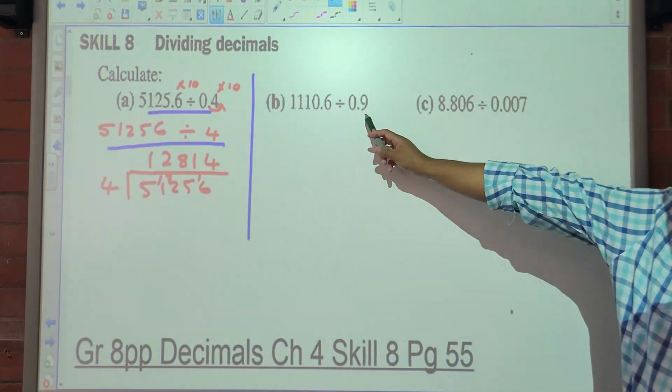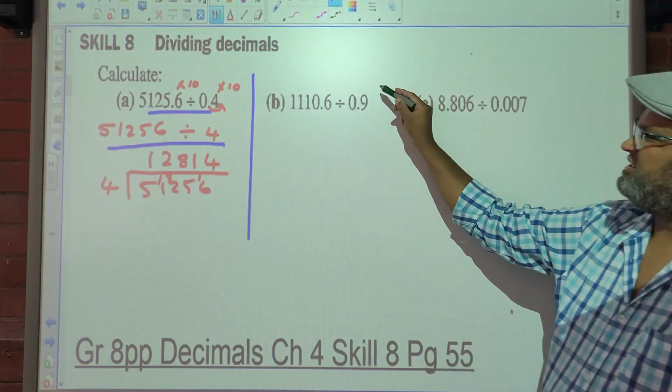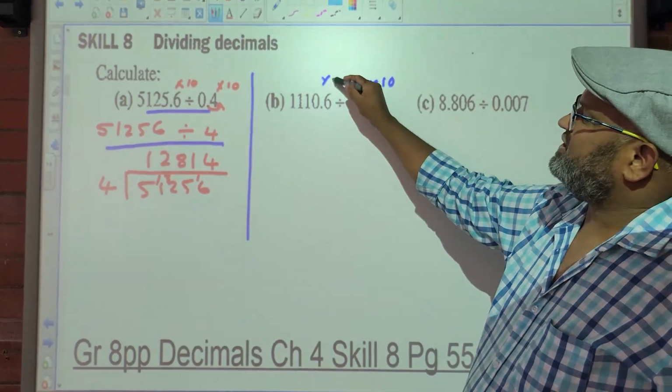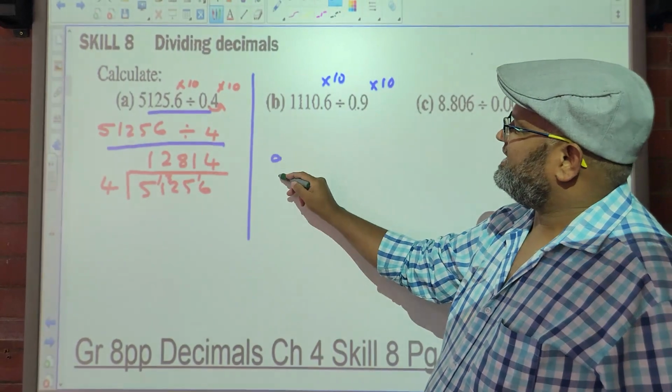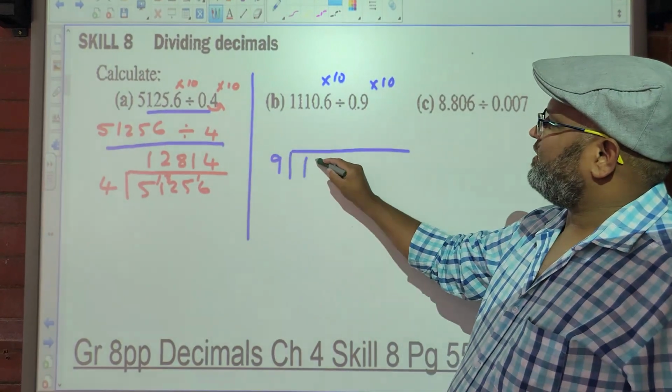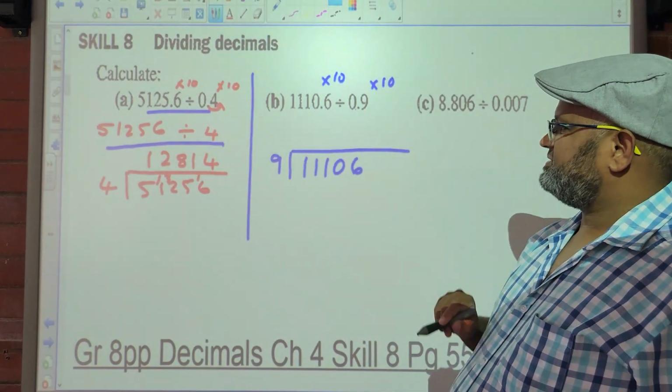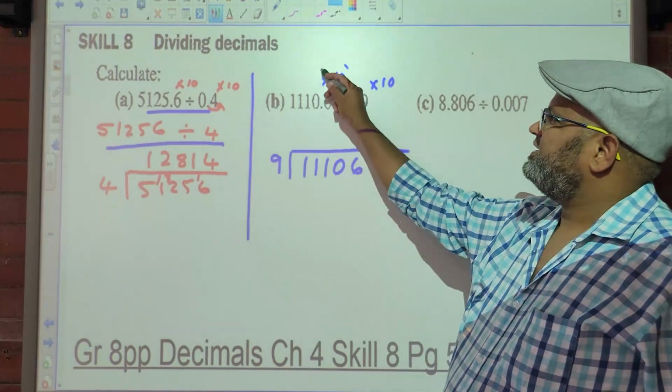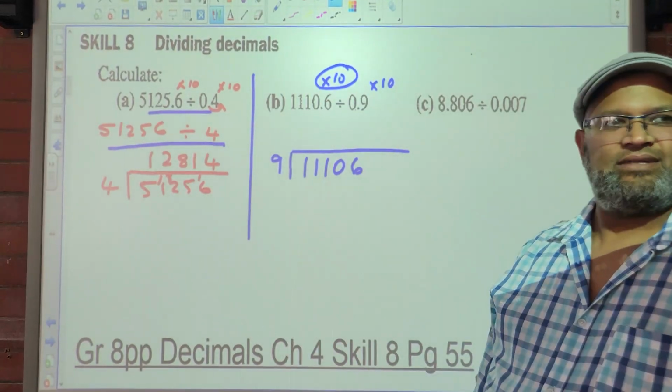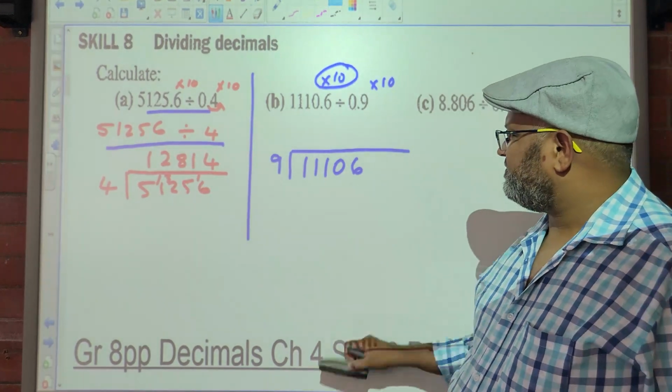Right. What must I multiply this number by? 10. So what I do to the bottom, I must do to the top. So in other words, I got 9 must be divided by 11106. Why am I moving it 1 unit? Because I'm multiplying it by 10. If I put comma 0 here, it makes no difference. Not so.